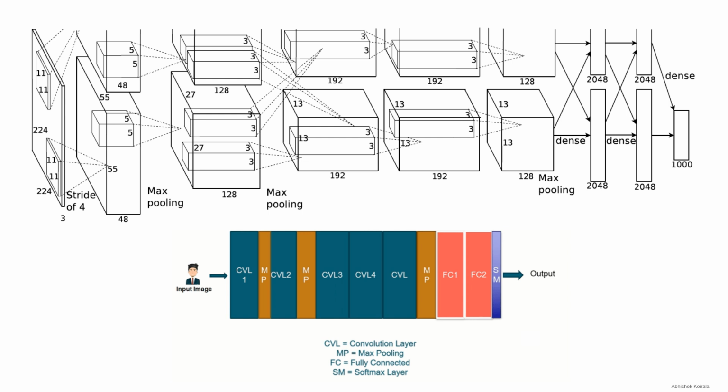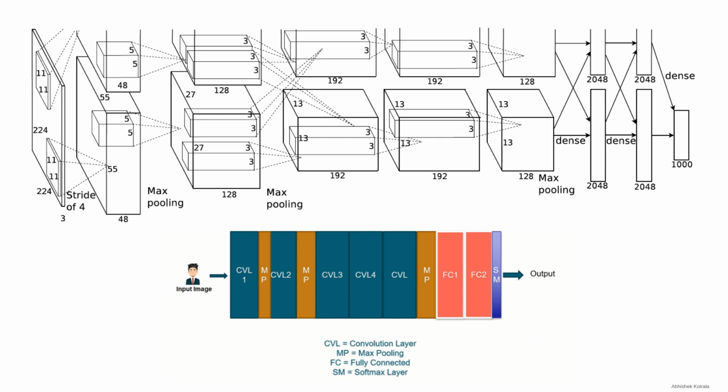In the first layer, the first convolutional layer takes the input image, which is typically 224 x 224 x 3 in size, and applies 96 filters of size 11 x 11 with a stride of 4. This layer is followed by a ReLU activation function. The idea behind using relatively large filters is to capture the most important features from the image early on.